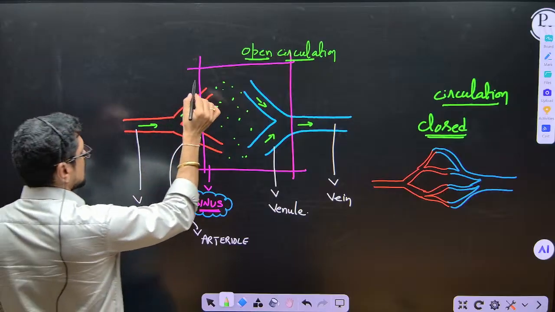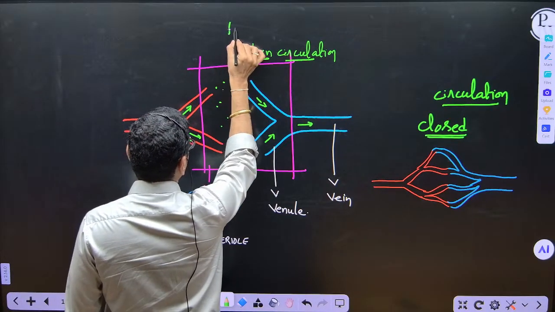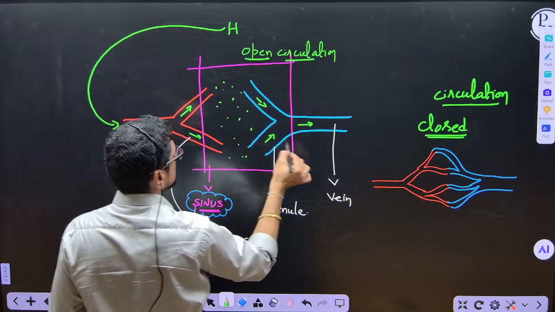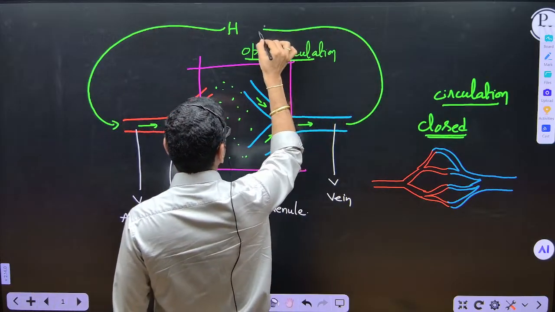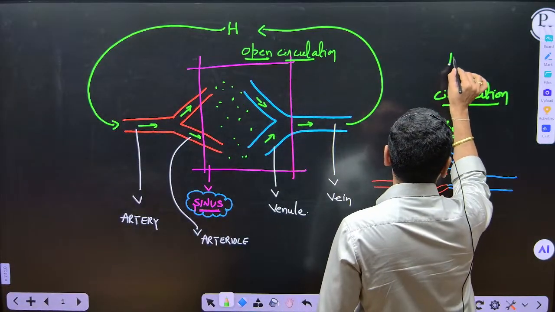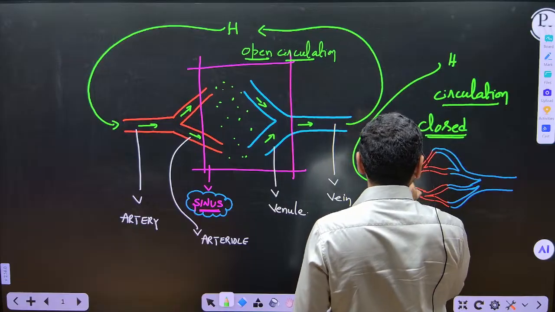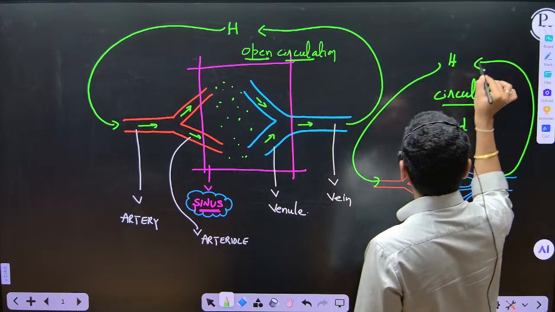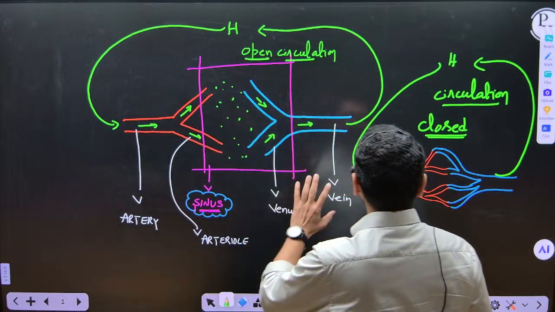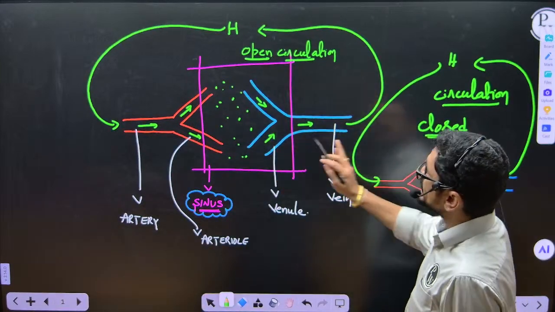And of course, the heart will be there, my dear friends. The heart will pump the blood, and the blood is of course received by the heart. The same is the story here. Here the heart is present, the heart will pump the blood, and the heart will receive the blood. There also it is the same story. So this is open circulation, this is closed circulation.